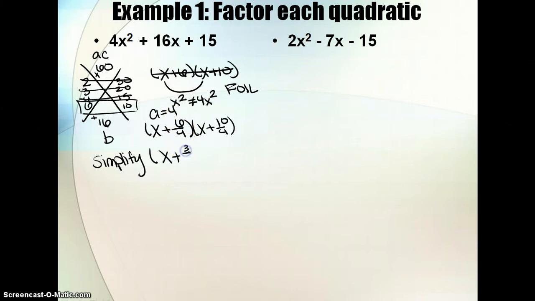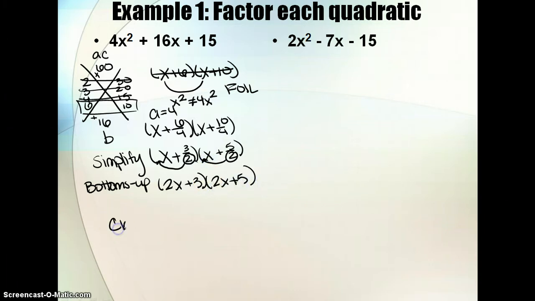6/4 reduces to 3 halves, and 10/4 reduces to 5 halves. Next is bottoms up. This is where the name comes from. What that means is you're going to take your denominator and bring it in front of the x within the same factor. So 2x plus 3. Do it again if you need to. And 2x plus 5.